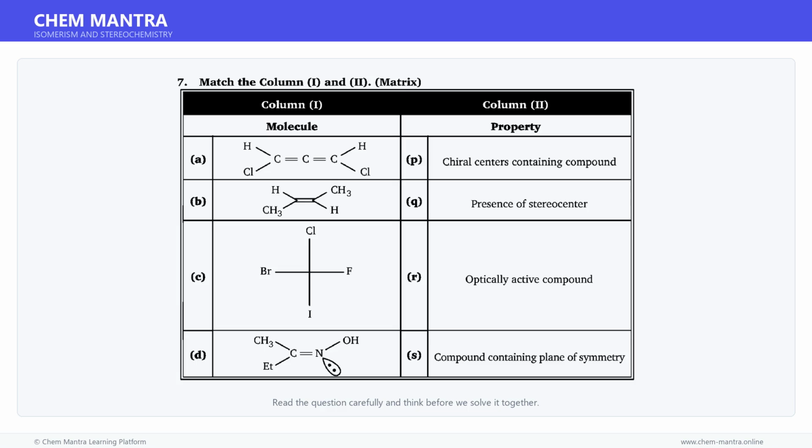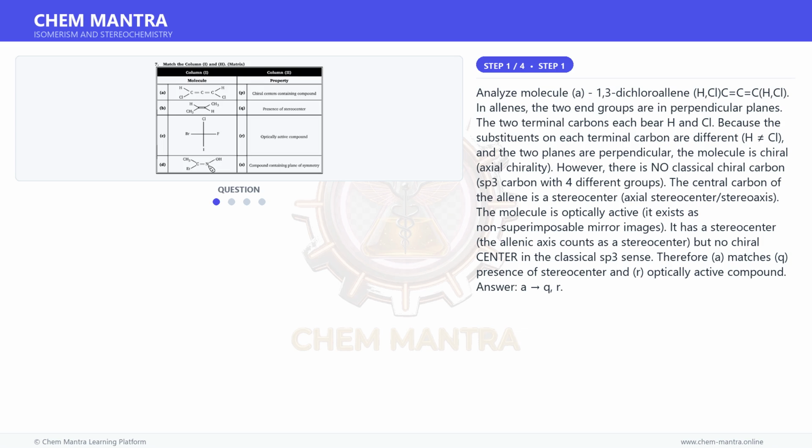Here is a question. Read it carefully and think about the answer. Let us solve it step by step. Let us begin solving this step by step. Analyze molecule A.